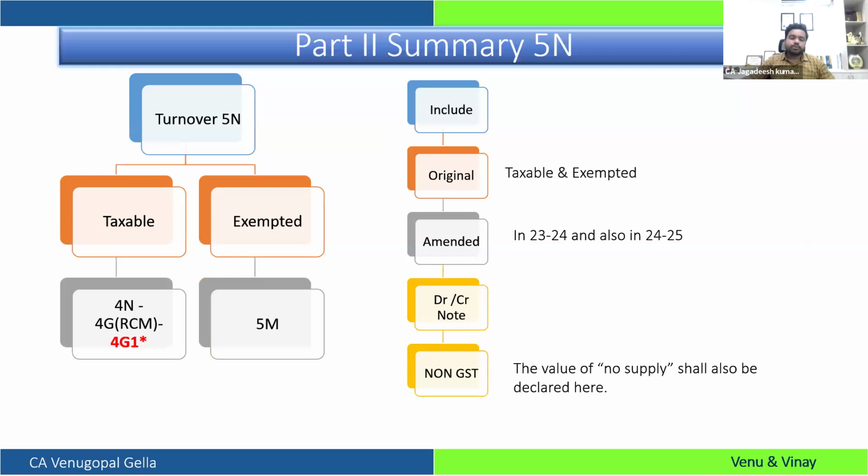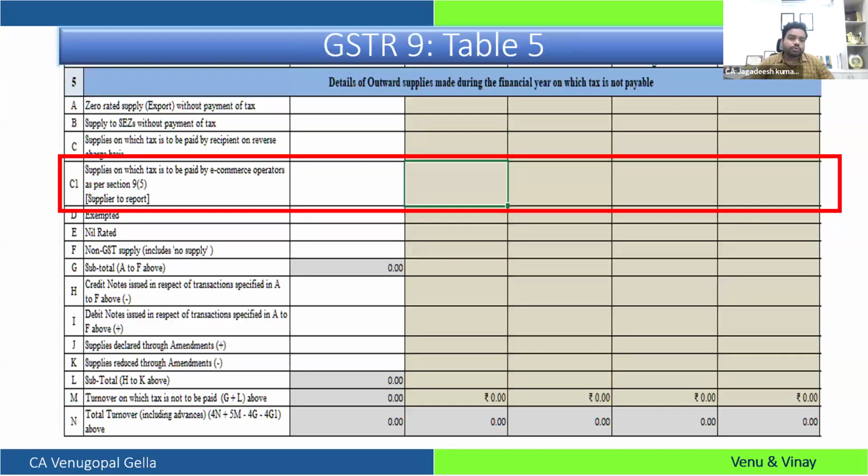And now coming to part 2 and table 5. In table 5 also, a new table has been inserted, that is table 5C1. In table 5C1, we need to report the supplies we have made through the e-commerce operator, on which the e-commerce operator will pay the tax. On these supplies, we will not pay the tax. The e-commerce operator will pay the tax on behalf of us. So for us, these supplies are non-taxable supplies. That is the reason we need to report it in table 5.